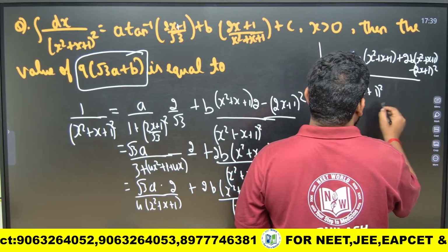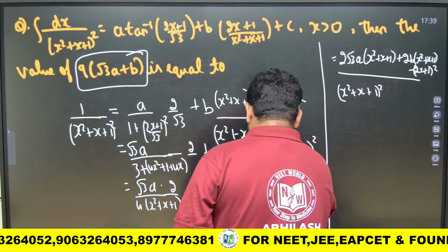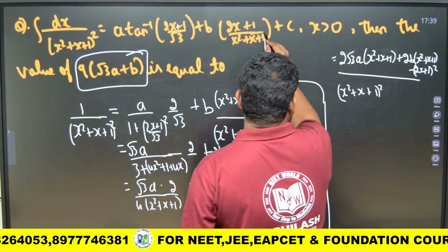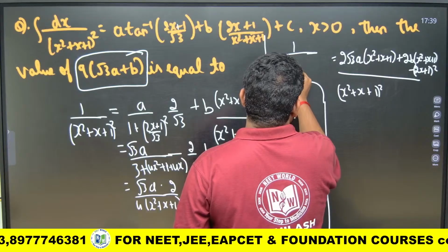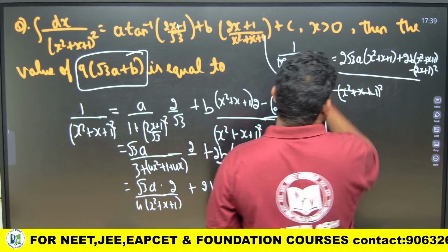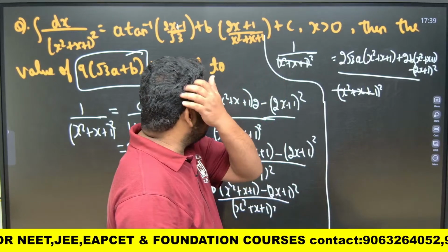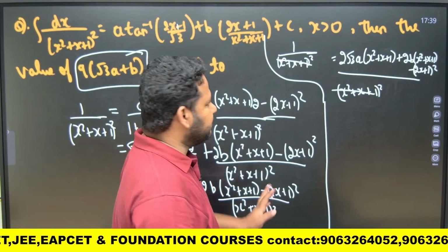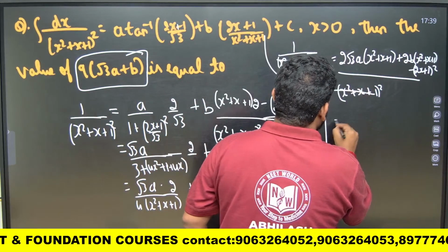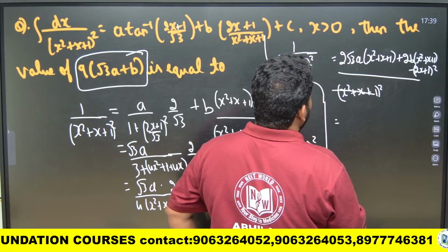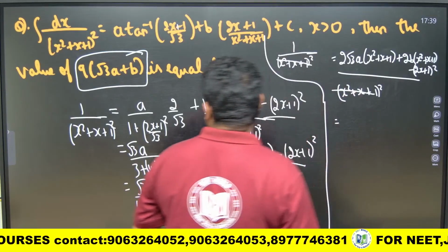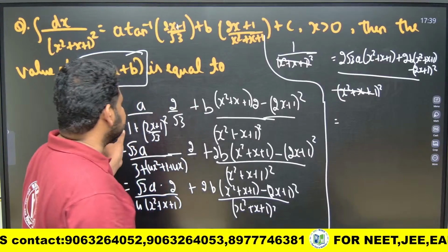This will be equal to what? Here I will have what? In the LHS I will have just this one, 1 by x square plus x plus 1 whole square. So if I cancel this, I will have just 1. By equating the coefficients, what will I have? Coefficient of A, in terms of x square, in terms of x, in terms of constant, I have to find out. So if I equate the coefficients, I will get it very easily.